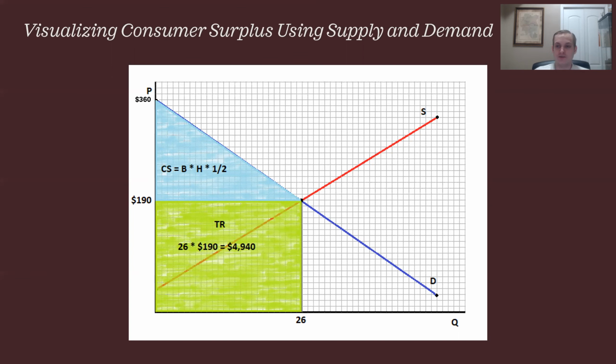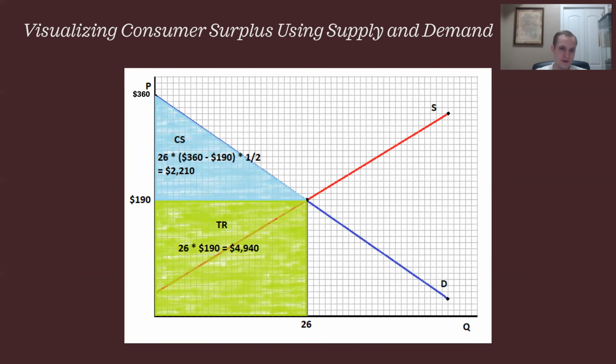So think about this a little bit differently. If you have a square, if you want to find the area of the triangle within that square, you divide the square in half. So we have our base times our height times half. Our base stays the same. Quantity is 26, which is our equilibrium quantity. And then in order to find our height, we're going to take the maximum price a consumer might spend on a Nintendo Switch and then subtract the equilibrium price.